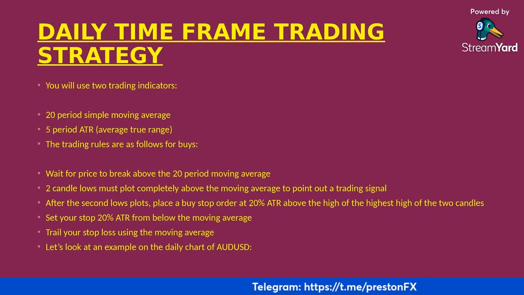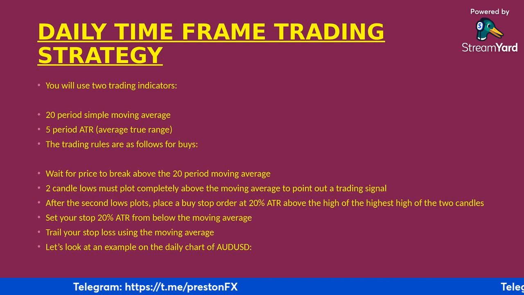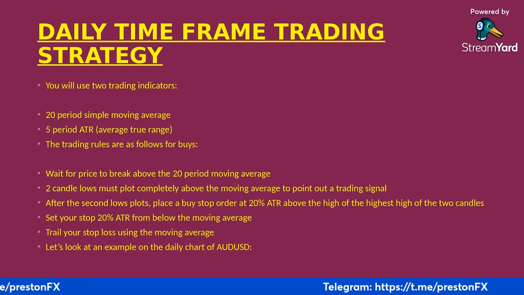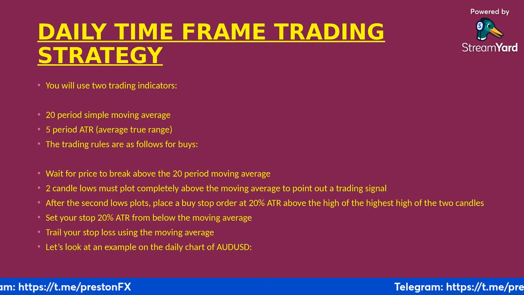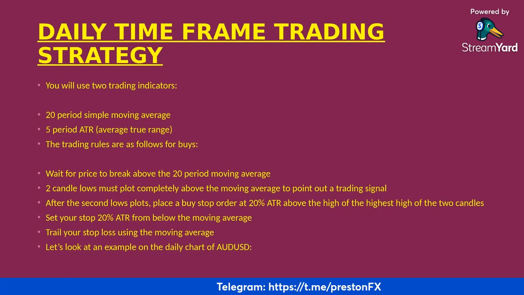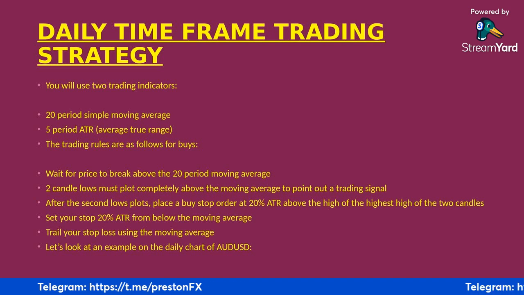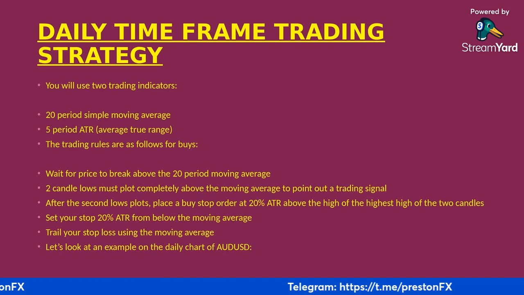All right, so all we're gonna do is follow the trading rules. For buys, you will wait for price to break above the 20 period moving average. Wait for the two candle lows to plot completely above the moving average to form a trading signal. You got that, guys? Completely above the moving average. After the second low plots, place a buy stop order at 20% ATR above the highest high of the candle. Set your stop at 20% ATR below the moving average. Trail your stop loss using the moving average.